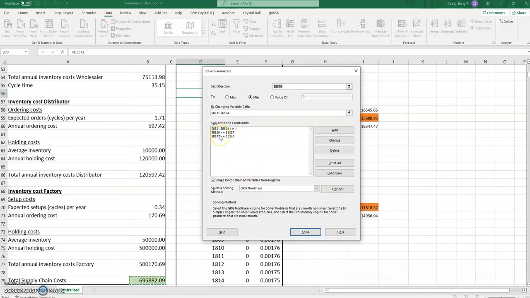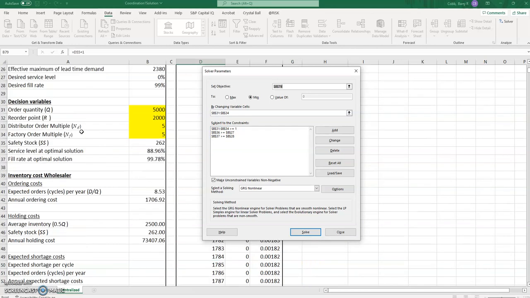These 2 constraints were on the desired service level and the desired fill rate, and so those can remain. We're going to introduce a 99% desired fill rate solution here, but this same model can be used for a desired service level solution.